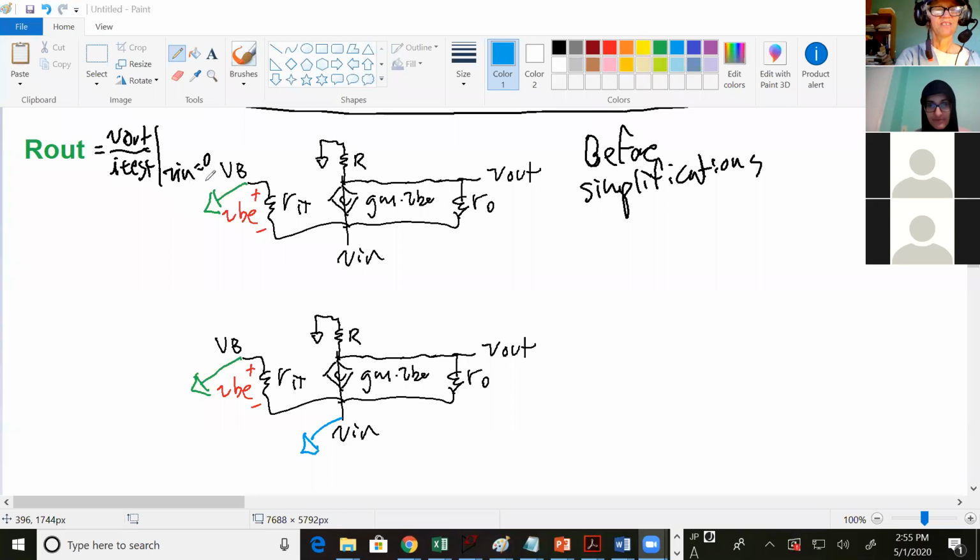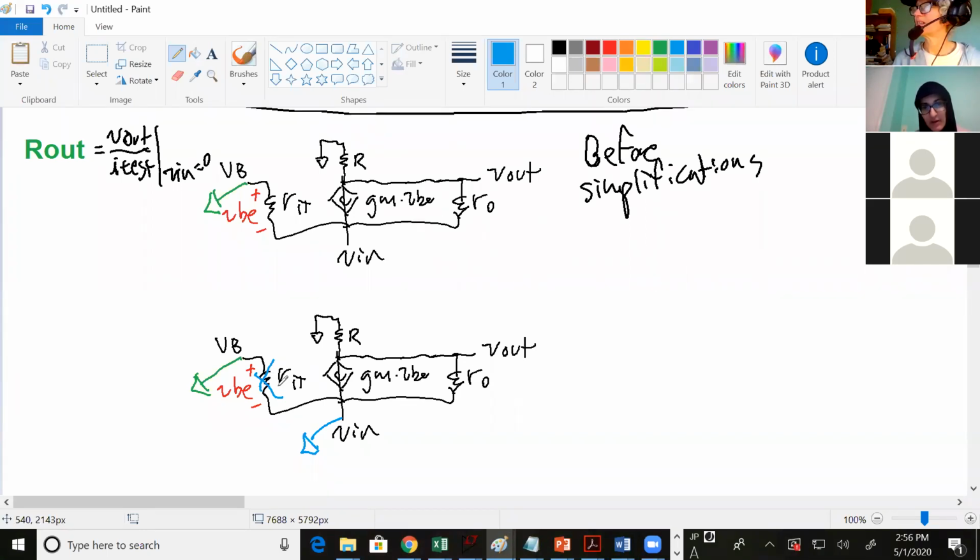Got our two-port rule simplification to find R out. Base is already grounded because that's a DC input. If you ground V in, is there anything you can simplify here? You can get rid of R pi, right? So R pi goes away. There's a ground on both sides.